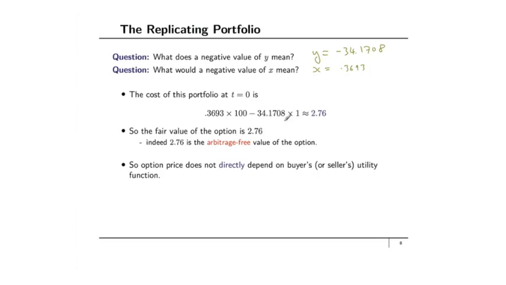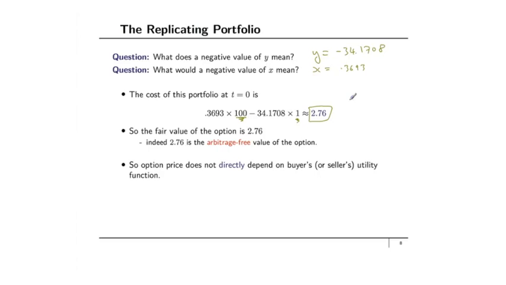How much does this replicating portfolio cost at t equals 0? Well, the stock costs $100. You can think of the cash account as costing $1. When we said we borrow $34.1708, that's like short selling the cash account. So the position is worth 0.3693 times 100 minus 34.1708 times 1, and that's equal to 2.76, modulo some rounding here. I didn't want to show any more than 2 decimal places. So the value of this replicating portfolio is $2.76. This is how much it costs to actually put on the position.